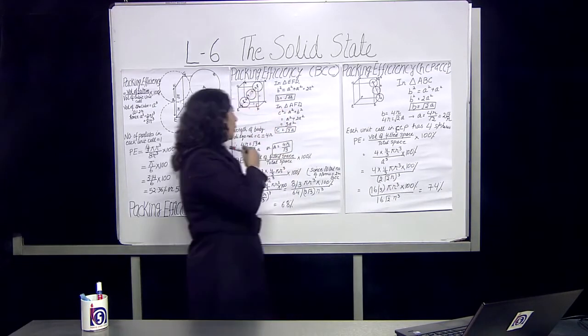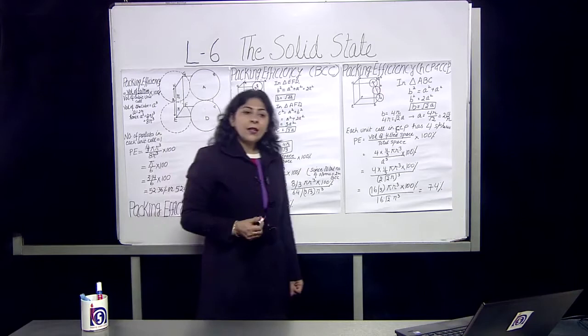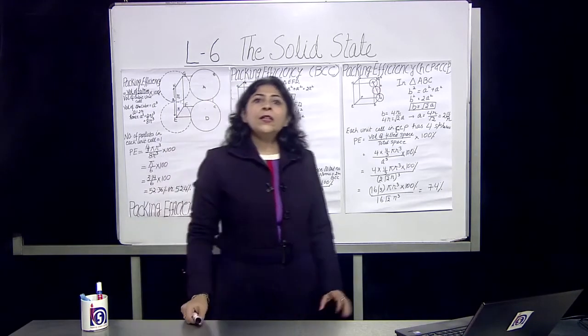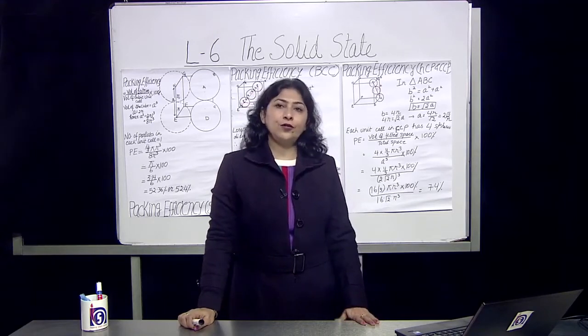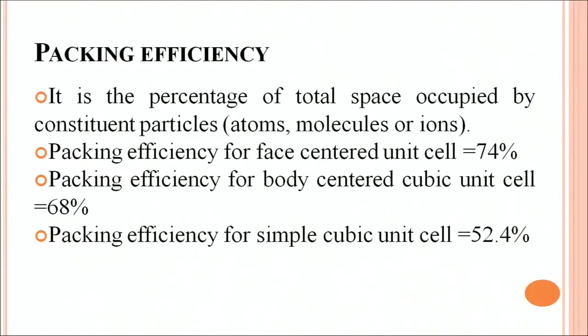So what are we going to conclude over there? In this we can conclude that the packing efficiency is best in the face centered unit cell, and we have already discussed before that many atoms are present over there, so that's the 74%. Then the packing efficiency for the body centered cubic unit cell is 68%, and then the packing efficiency for the simple cubic cell is 52.4%, because there is no other atom present apart from the lattice point.